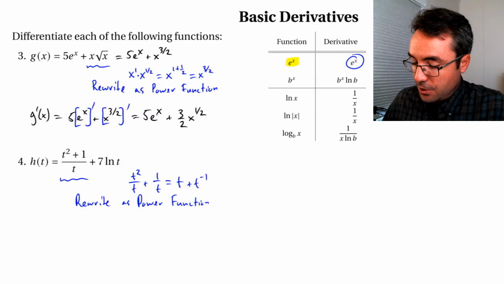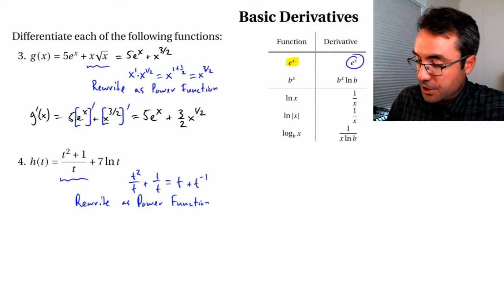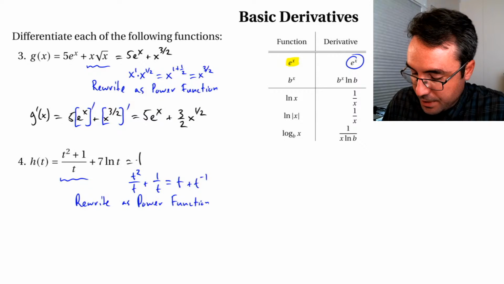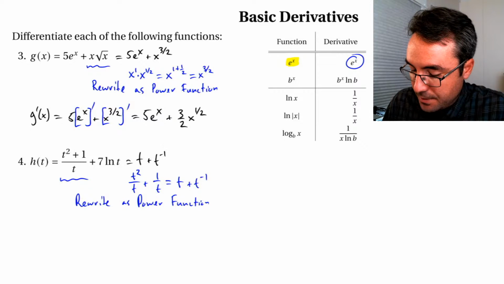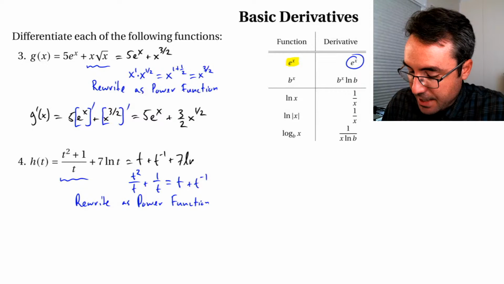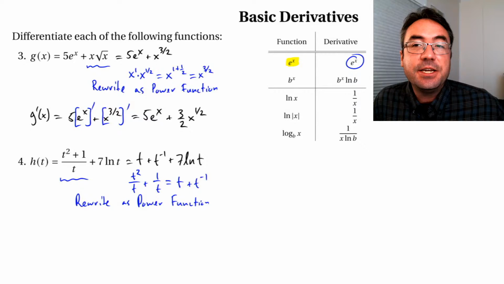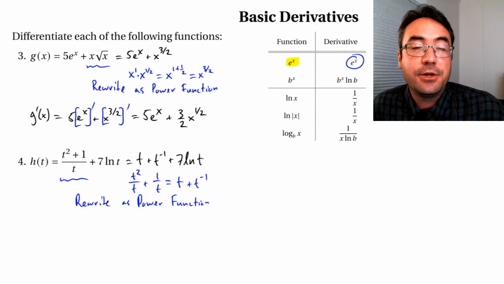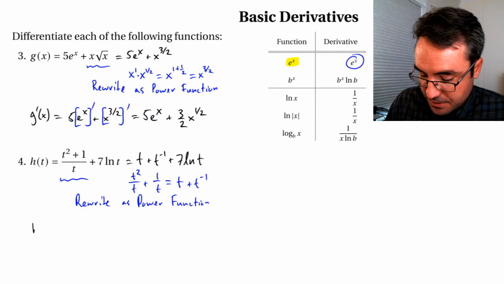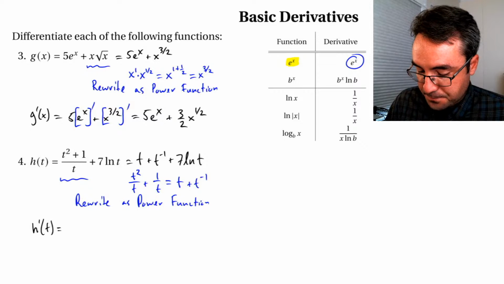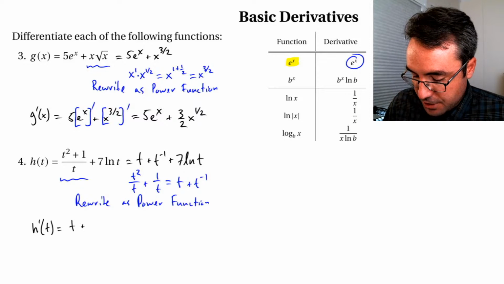So if we rewrite our function now, we could rewrite this as t plus t to the minus 1 plus 7 times natural log t. And now we have 3 terms, and each of those terms we know how to do. Let's do our derivative, h prime of t. Rewrite our function here.